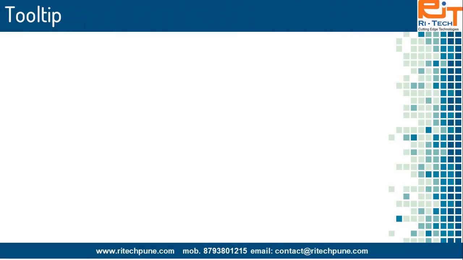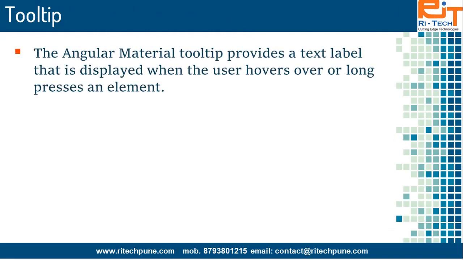Now here we'll try to understand the tooltip. So tooltip is basically a small text that you want to display with any control or any tag to attract the user's attention or to display some extra information. The Angular Material Tooltip provides a text label that is displayed when the user hovers or long presses an element.